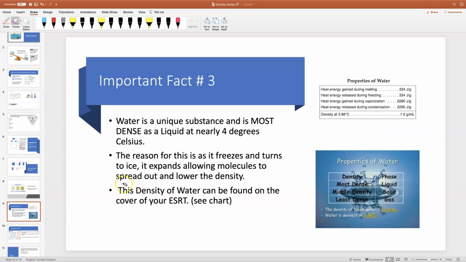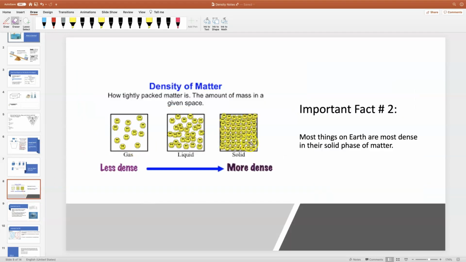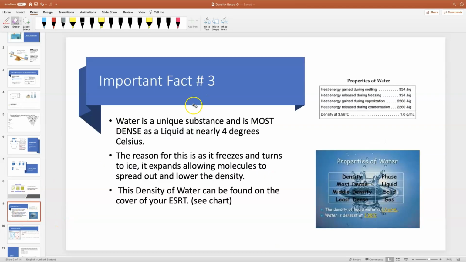Okay, important fact number 3 has to do with water. And water is a very unique substance because it is not like most substances on Earth. We just got done saying that most substances are most dense when they are solids, but that actually is not true of water. Water is a unique substance because it's most dense not as ice, but as liquid at nearly 4 degrees Celsius. So on the cover of your reference tables, you have a box. It says properties of water, and it gives you the density of water. And it's actually got its greatest density of 1.0 grams per milliliter at almost 4 degrees Celsius.